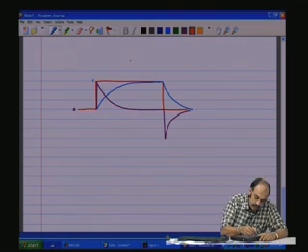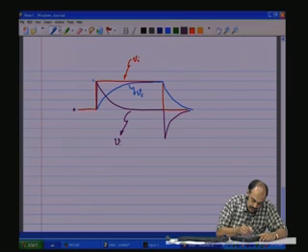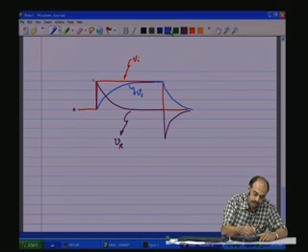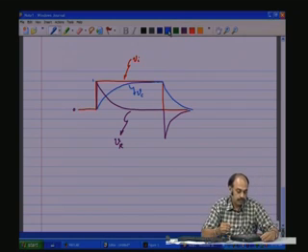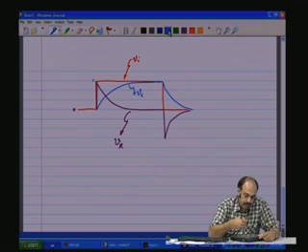So, you see here the various waveforms. This is Vi, this is Vc, and this is Vr. Look at this particular waveform combination.